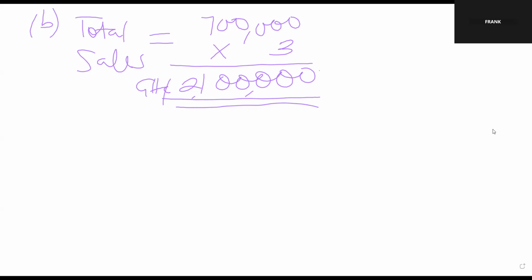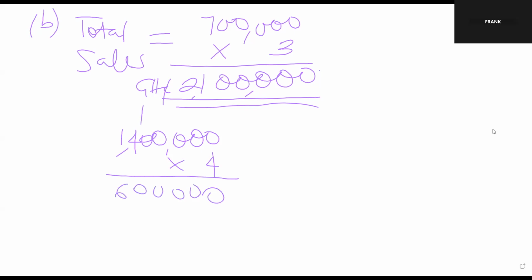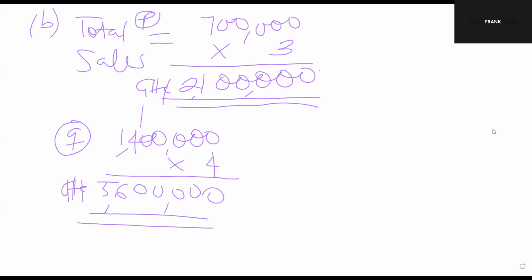So the total sales on type Q houses: each type Q house costs 1,400,000. So 1,400,000 times 4 gives 5,600,000 for the type Q houses.